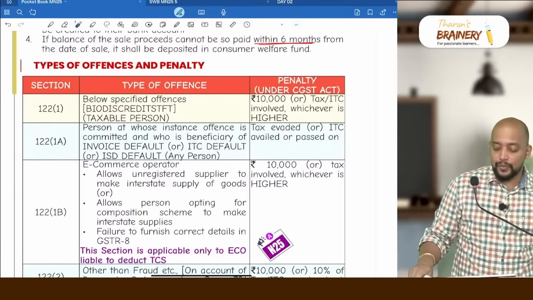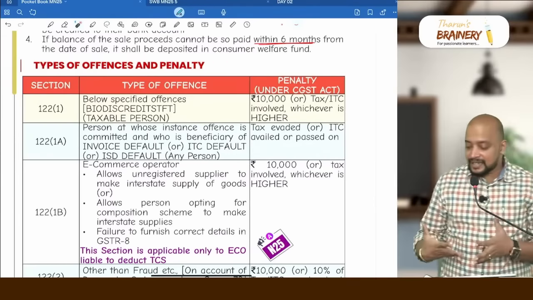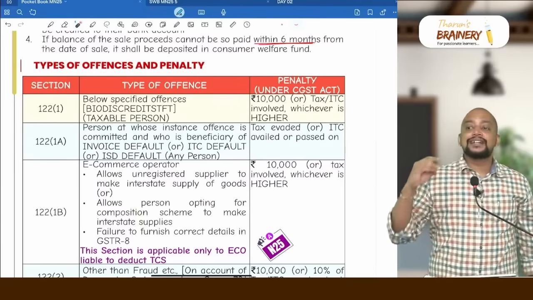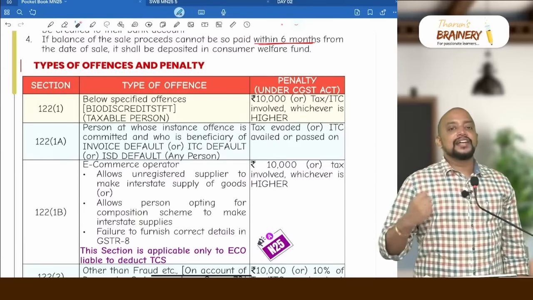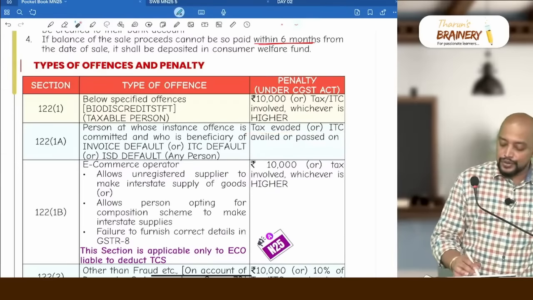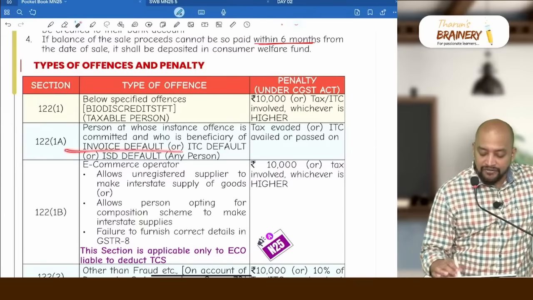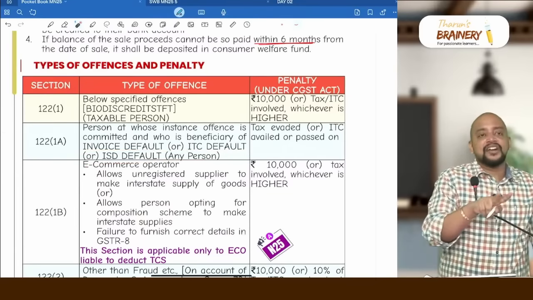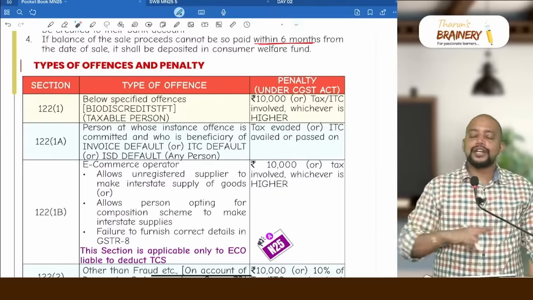Then 122 subsection 1A. This 122 1A is on the mastermind, who is a person making invoice default, ISD default, ITC default. So at his instance only the offence is committed and is a beneficiary of these offences. Then there will be penalty, which is tax evaded or ITC availed or passed on. 2 points: at whose instance the offence is committed and who is a beneficiary of these offences. Okay, both the conditions should be satisfied.